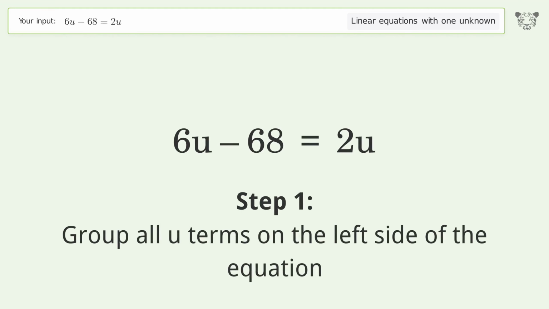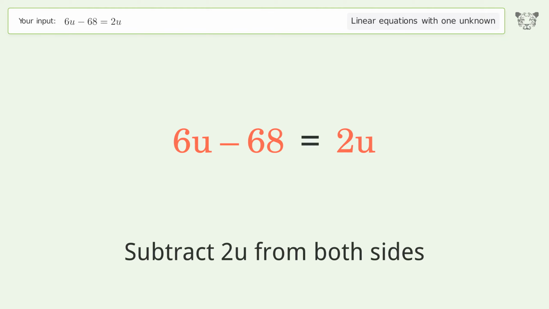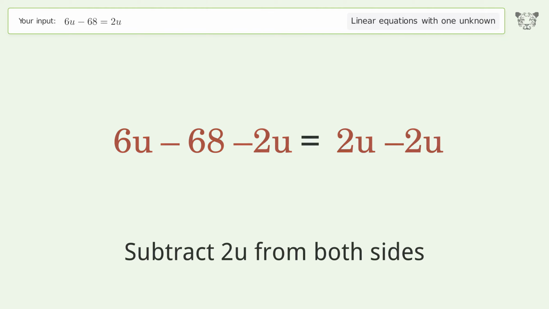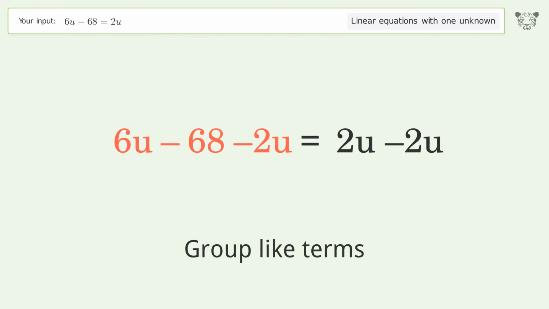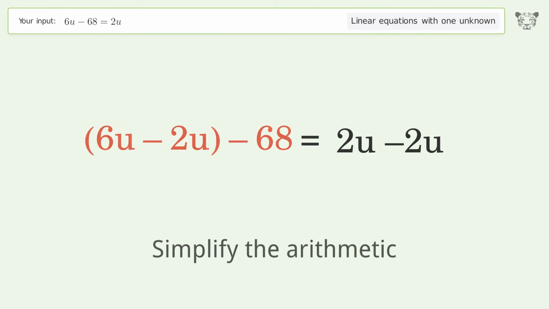Group all u terms on the left side of the equation. Subtract 2u from both sides. Group like terms. Simplify the arithmetic.